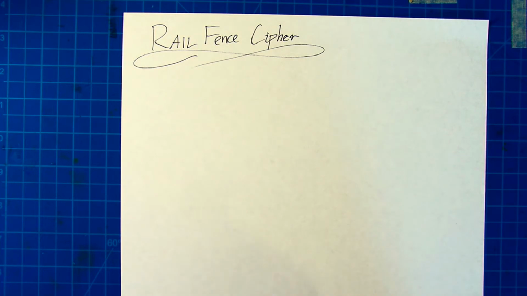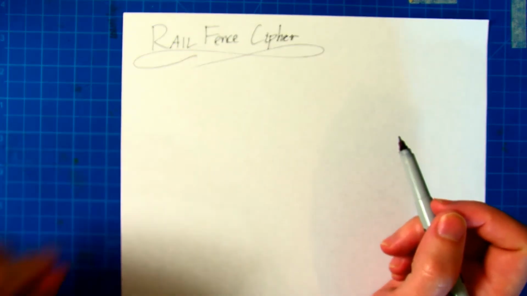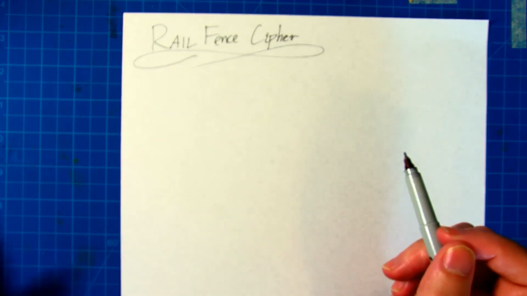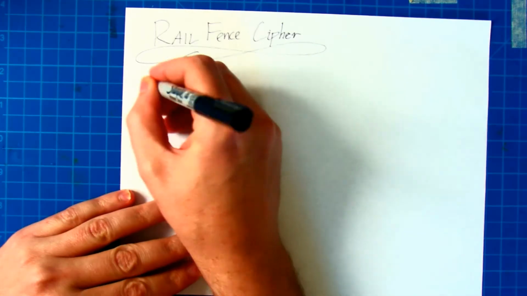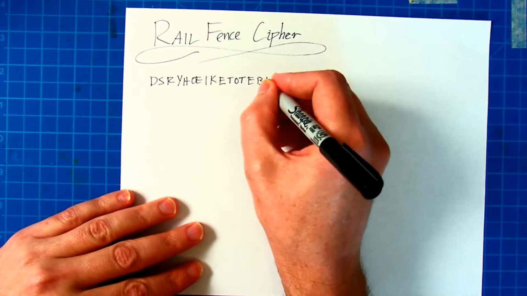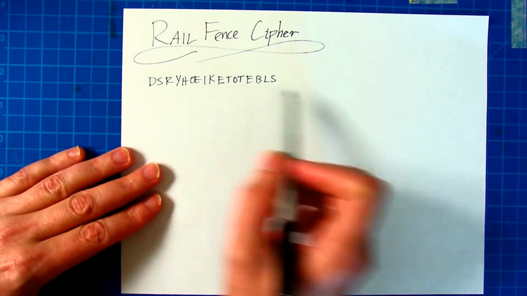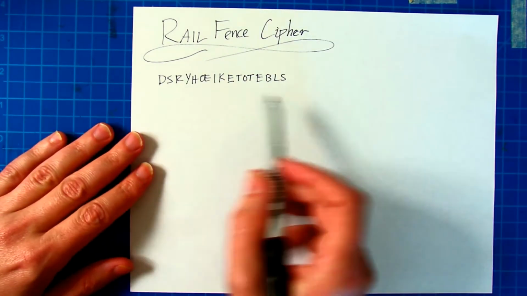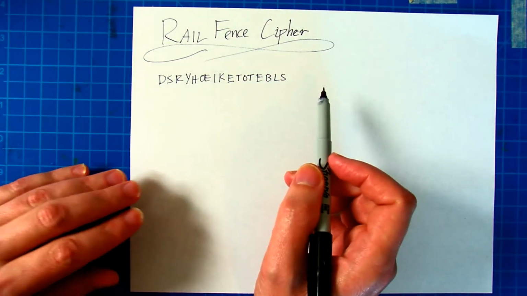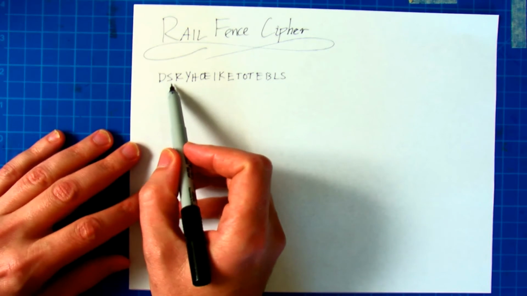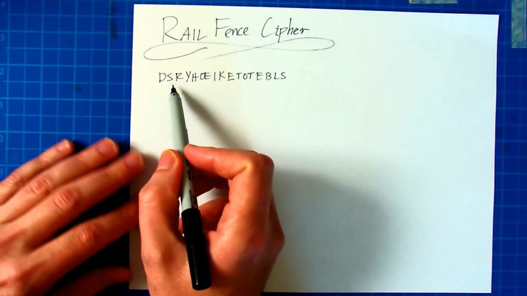A rail fence cipher is another type of transposition cipher that works just by changing the order that the letters are written in. So suppose you get a message that looks like this. That almost looks like something you can read in English because, again, the letter frequency isn't changed at all. But that's clearly nonsense right there. But if you notice here, DSRY, doesn't that kind of look like the word destroy?